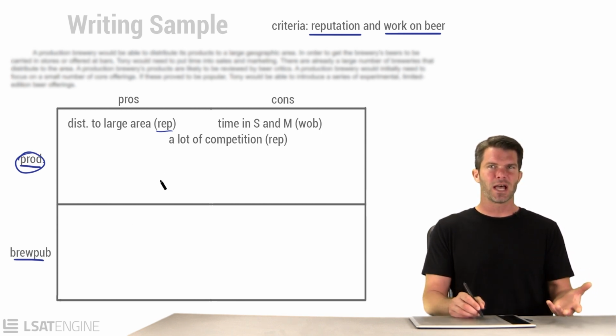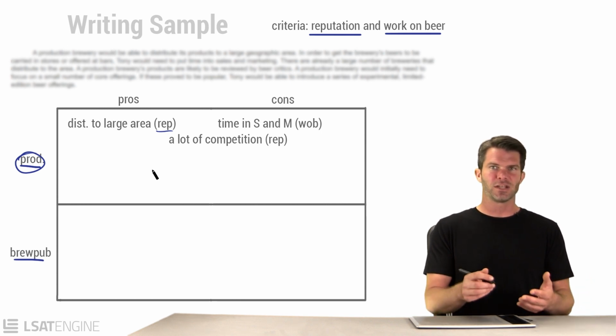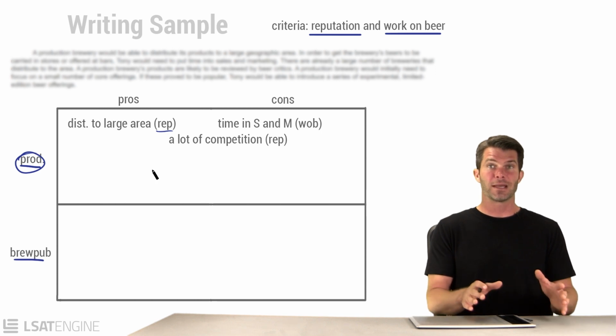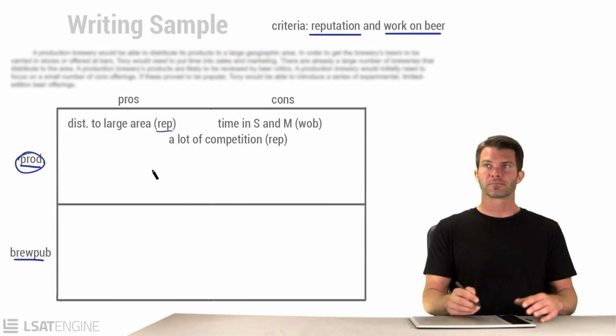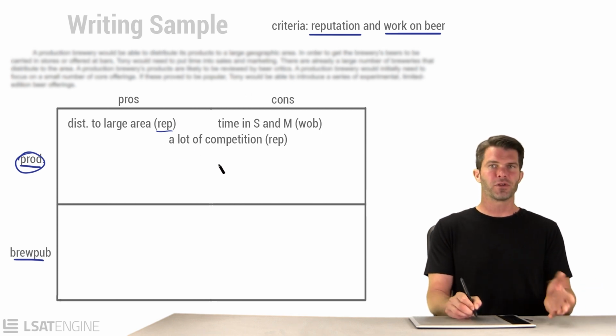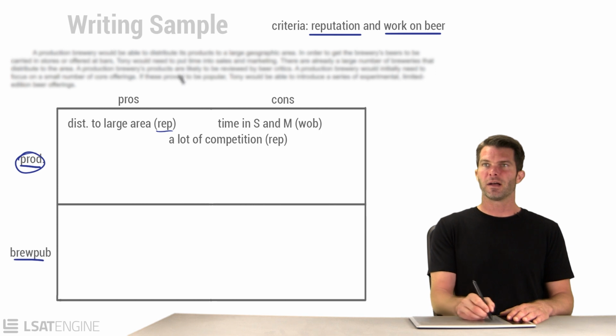So if something seems likely, say it seems likely. If it seems reasonable, say that it's reasonable. But don't say that it's definite. You can't make things up. It's really important to recognize that fact. You have to say things with the degree of likelihood that is reasonable. So these things in the middle, you can spin them either way. A production brewery's products are likely to be reviewed by beer critics.